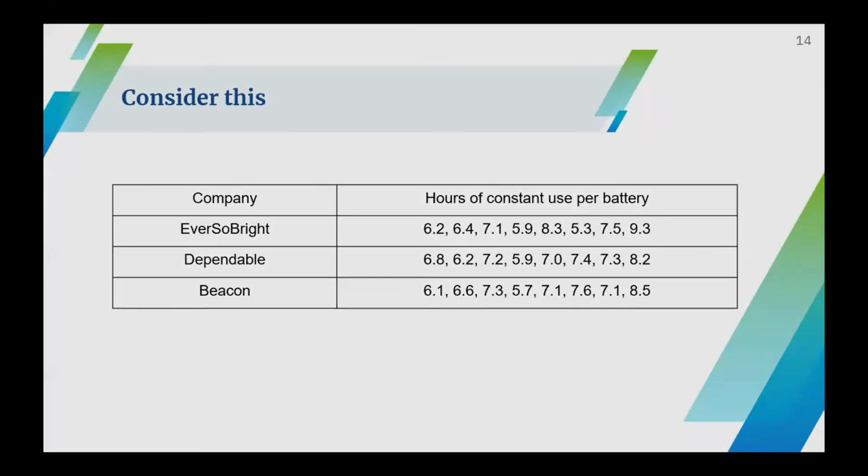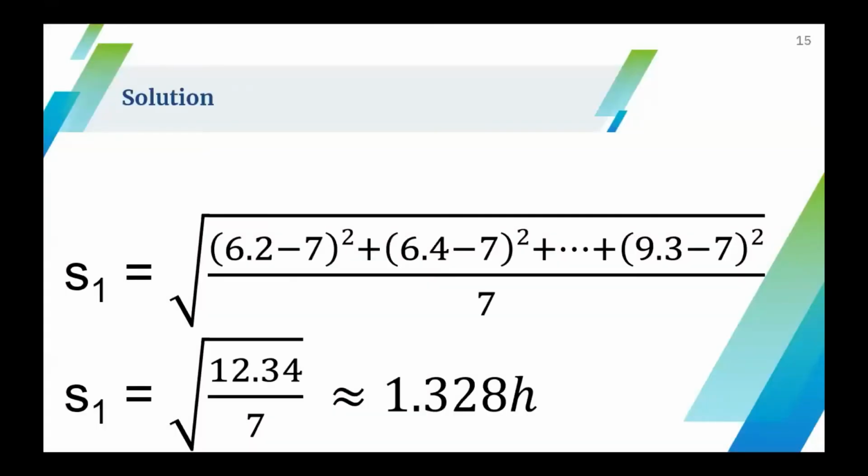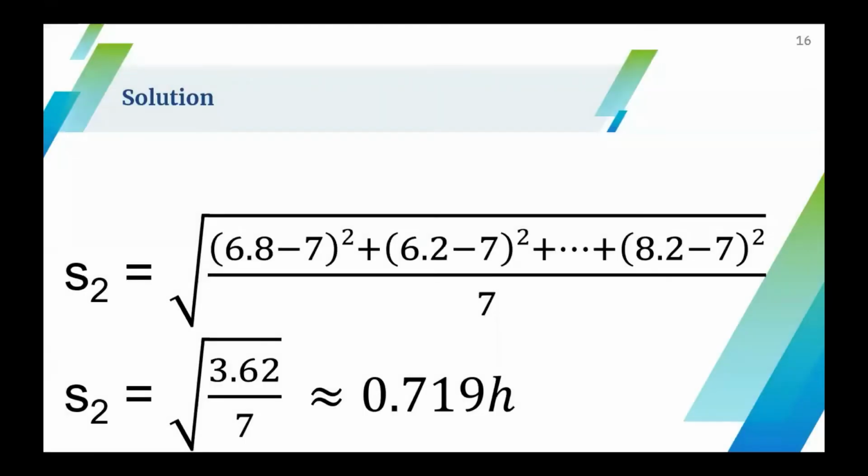Thus, the solution is, we find that the mean of each sample of batteries is equal to 7 hours. However, the batteries from Ever So Bright have a standard deviation of 1.328 hours. The batteries from Dependable have a standard deviation of 0.719 hours, while the batteries from Beacon have a standard deviation of 0.877 hours. The batteries from Dependable have the smallest standard deviation according to these results. The Dependable company produces the most consistent batteries with regard to life expectancy under constant use.